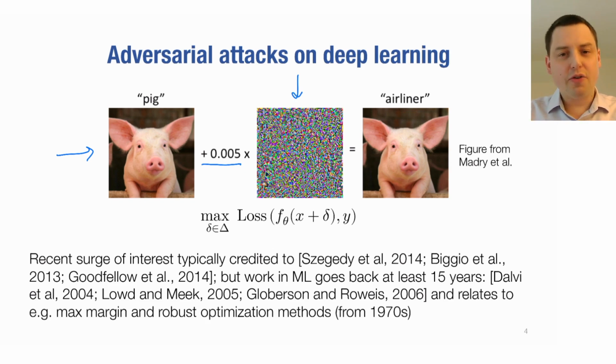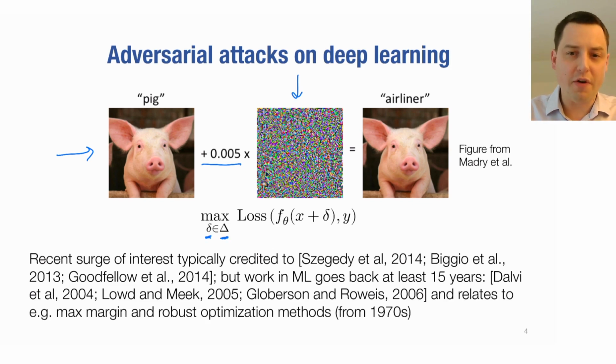The way this is working is that this is not random noise that's being added to the image. What's actually happening is that we're solving an optimization problem to construct this noise. In particular, we're maximizing over some perturbation, which we call delta here, within some set that we're calling uppercase delta.